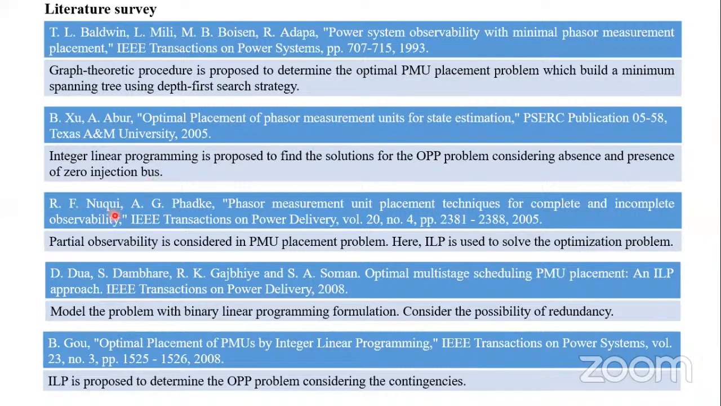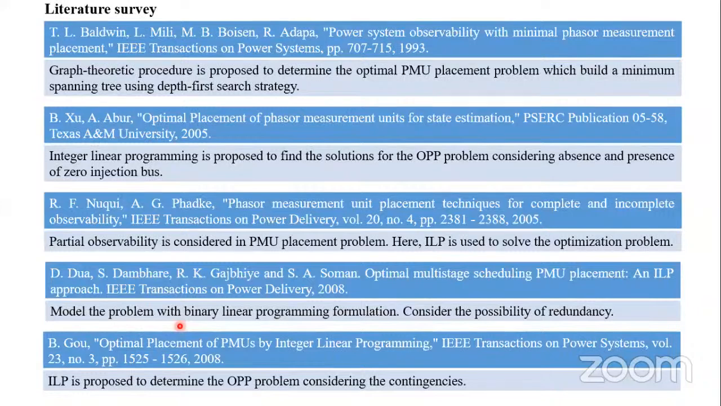Now, also in the third paper, a paper of Professor Phadke, Professor Phadke has also talked about partial observability, that is the depth of one unobservability condition and depth of two unobservability condition, while solving the problem of PMU placement. And in this case, the technique they have used is again integer linear programming.